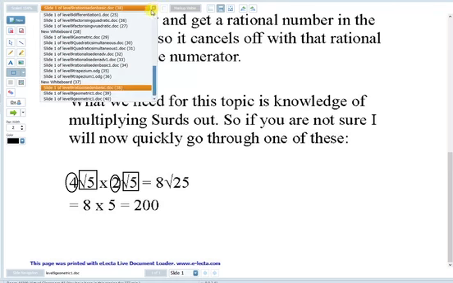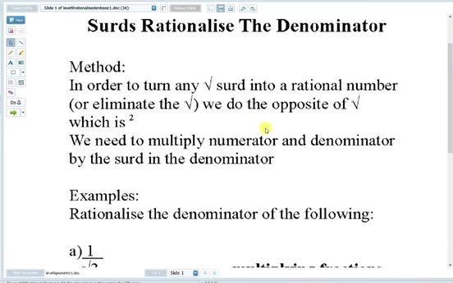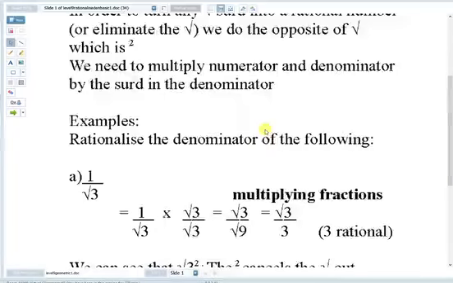Okay, so now what we need to do, so the method. In order to turn any surd into a rational number, or to eliminate the square root, we need to do the opposite of square root, which is squared. We need to multiply the numerator and denominator by the surd in the denominator. Okay, so it's more clear when we actually have a go at one, as usual.